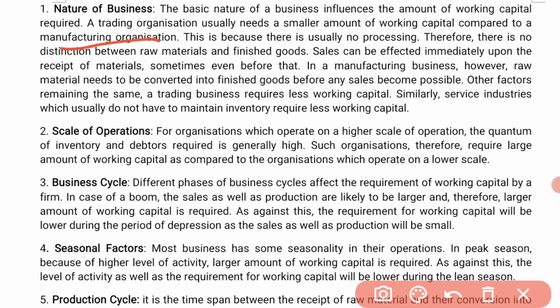This is the important nature of the business, where raw materials and finished goods are to be compared. In a business organization, the manufacturing department plays a very important role. Why? Because the raw materials need to be converted into finished goods before any sales become possible. That we can say is a working capital requirement. And next, that is scale of operations.